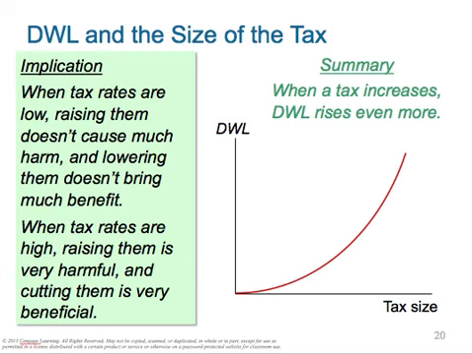So we have to figure out how to walk that thin line between providing government services without government becoming this big behemoth that has exponential effects on deadweight loss to society. So when a tax increases, deadweight loss rises even more. So there's a gradual increase in deadweight loss as tax size increases.